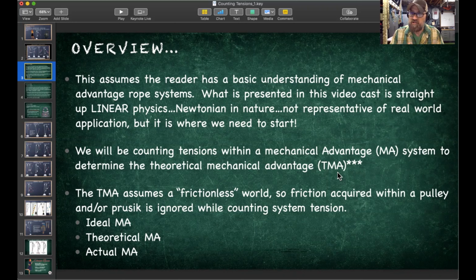So there is no friction in your pulleys. There's no friction over the edge. It's kind of that make-believe world, that theoretical world. The ideal MA, a lot of times when you read and look into some of the encyclopedias and some of the physics books compared to some of the rope rescue books, you are going to see different people use it in different ways. So be cautious of that.